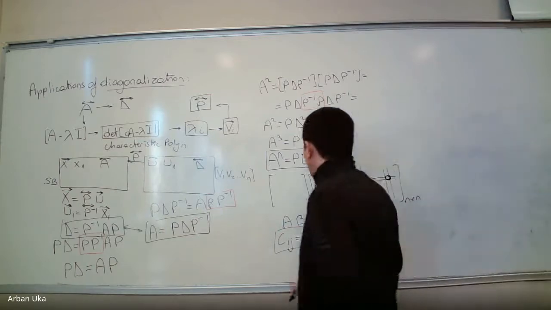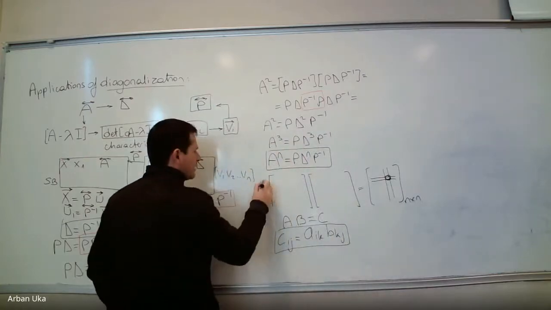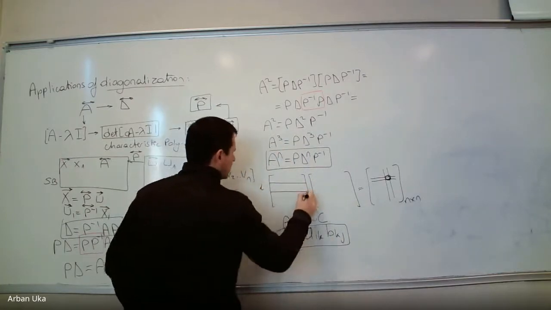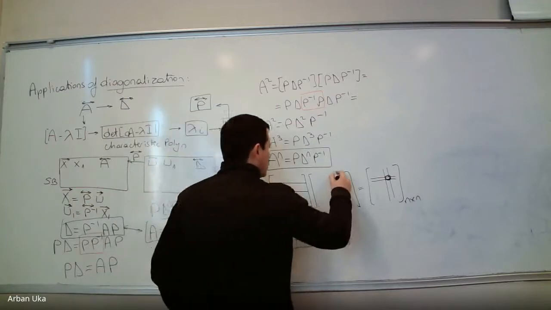It's equal to the ith row. So we pick here the ith row, okay, and then we pick also the kth.